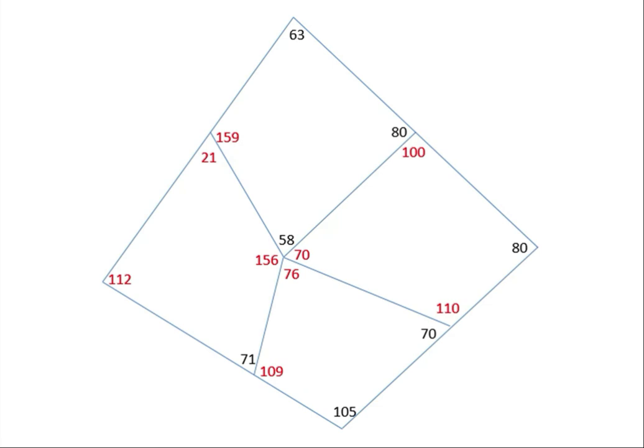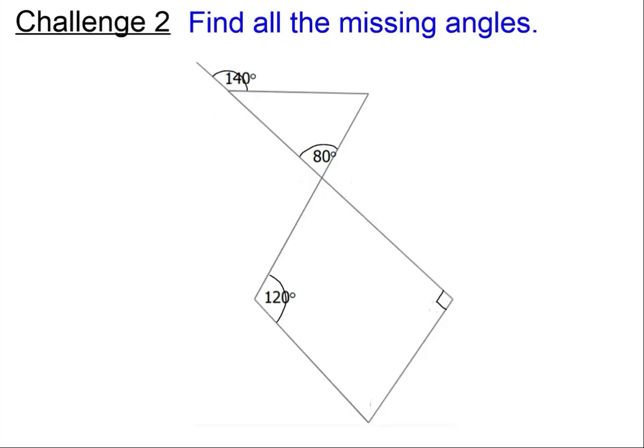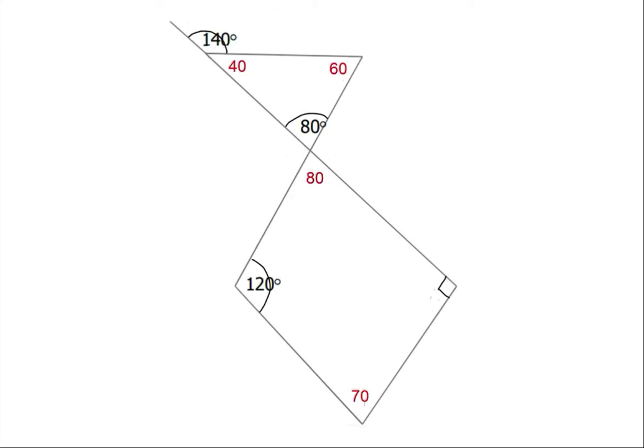And here are the answers showing in red. Please could you mark your work? And when you're ready, press play again because there's going to be a challenge 2. Here's challenge 2. Again, I want you to find all the missing angles inside the triangle and the quadrilateral, and I want you to think carefully about what order you find them in. Please mark your work.